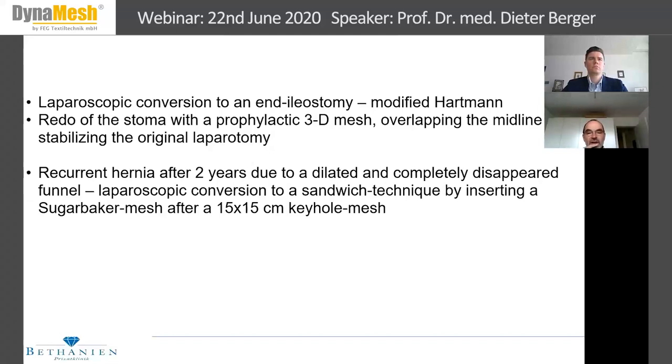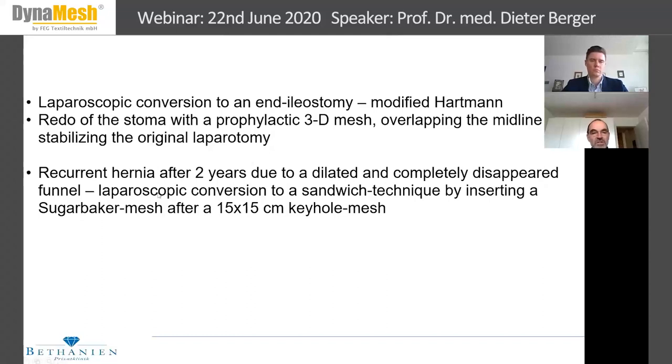Unfortunately, the patient developed a recurrent hernia after 2 years. And the reason for the recurrence was a dilated keyhole and a completely disappeared funnel. We used the funnel with 2.5 centimeters. It's elastic, and you can pull through also a stoma loop with quite obese mesentery. And then you extend your funnel, but the funnel will shorten. And in the long run, after 2 years, the funnel had completely disappeared in this case. And the ring was even dilated so that the patient developed a recurrent hernia.